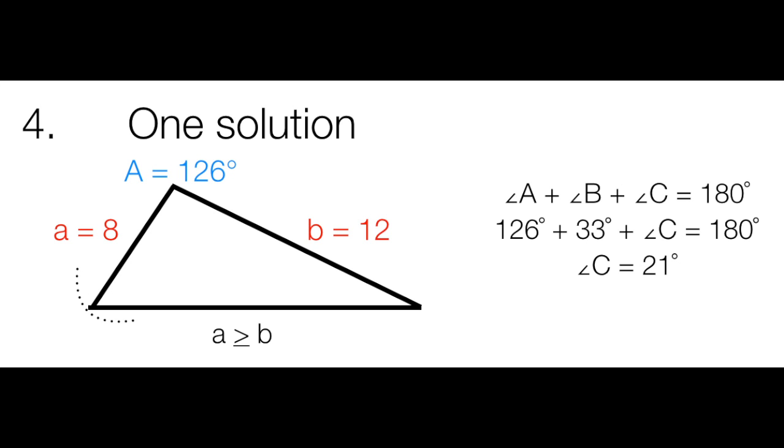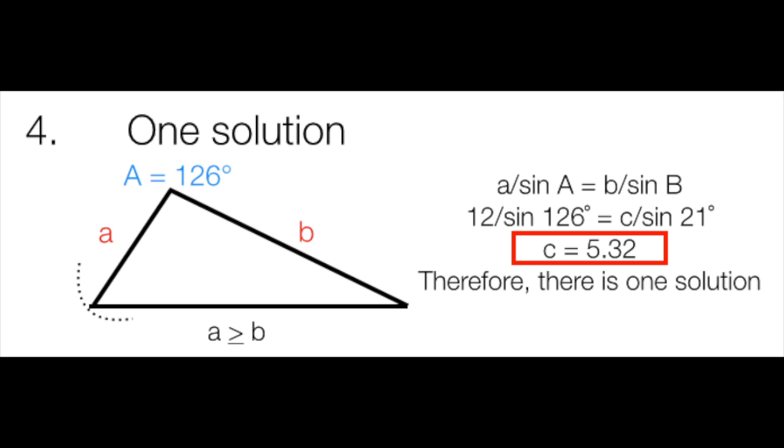Next, we add 126 degrees and 33 degrees and subtract the answer from 180 to find angle C. The answer for angle C is 21 degrees. Finally, we use the law of sines again to find side c. The equation would equal 12 divided by sine 126 degrees equals c divided by sine of 21 degrees, which is equal to 5.32.